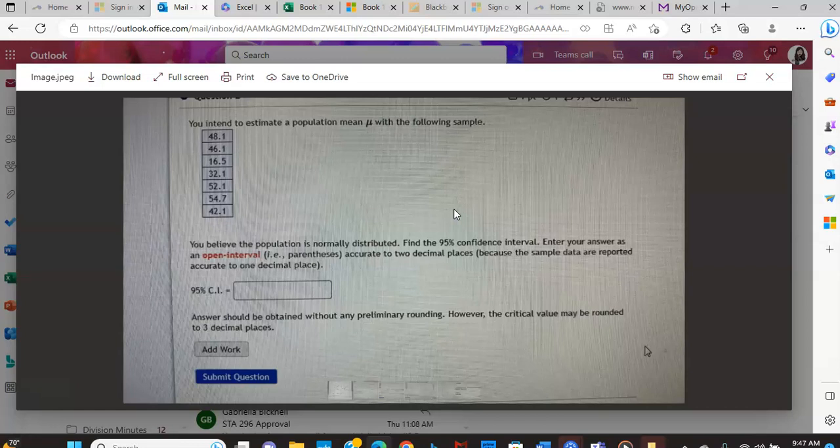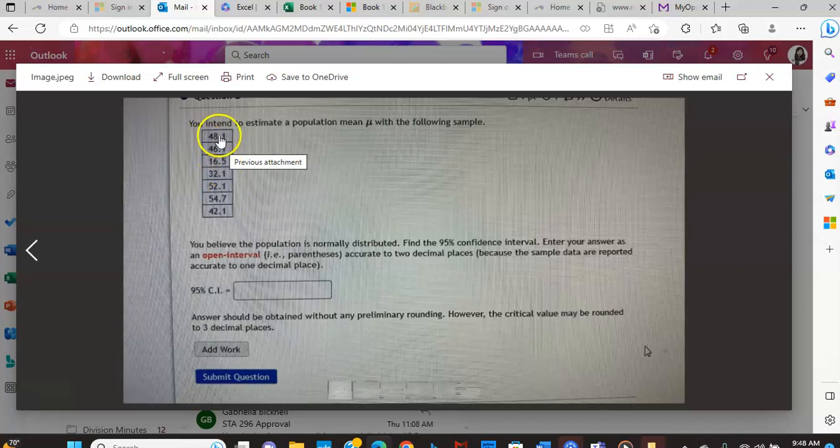Now, in this one, since it's just asking for the confidence interval, we will take it all the way through. Round the critical value to 3 decimal places, and then round the actual final answer to 2 decimal places. I was like, well, that's kind of misleading, but no, it's actually saying just put your critical value in at 3 decimal places. Okay, so let's again notice there's 1, 2, 3, 4, 5, 6, 7 in our sample. So this is again using the t distribution.